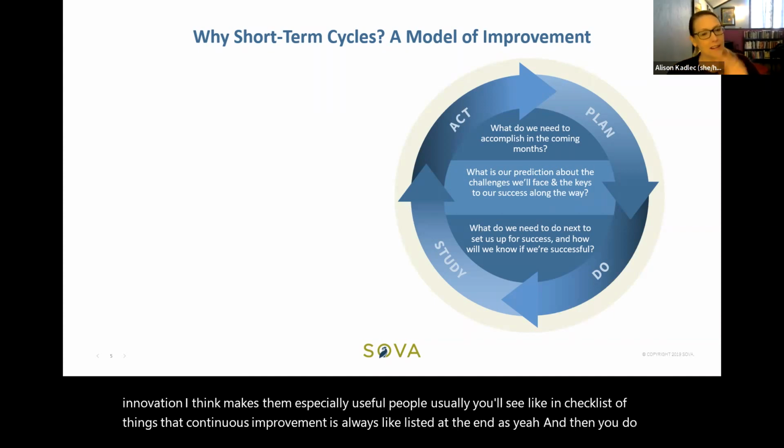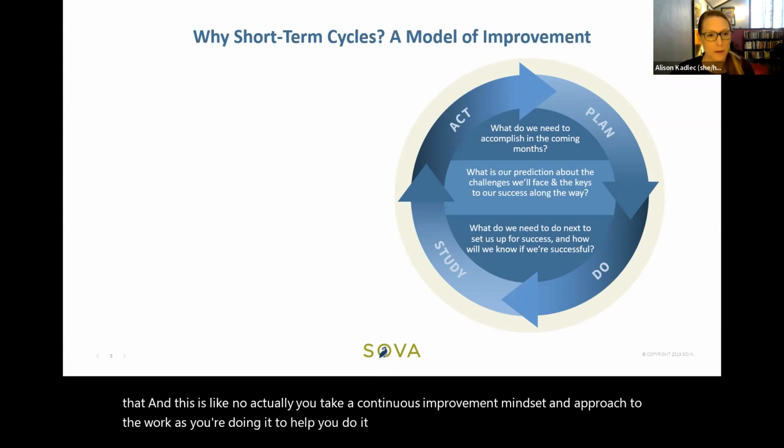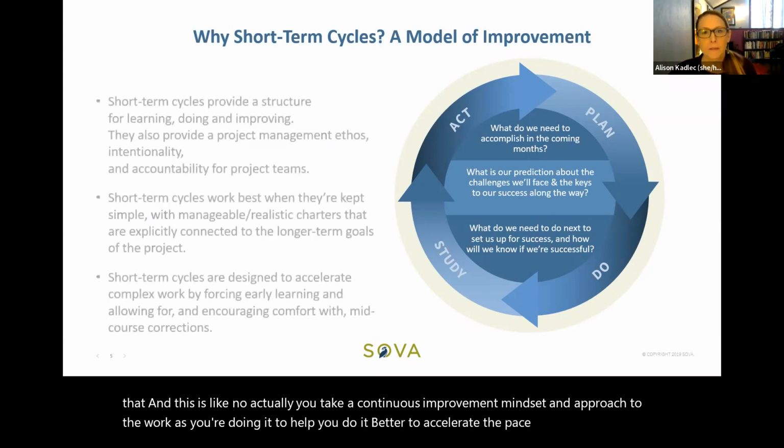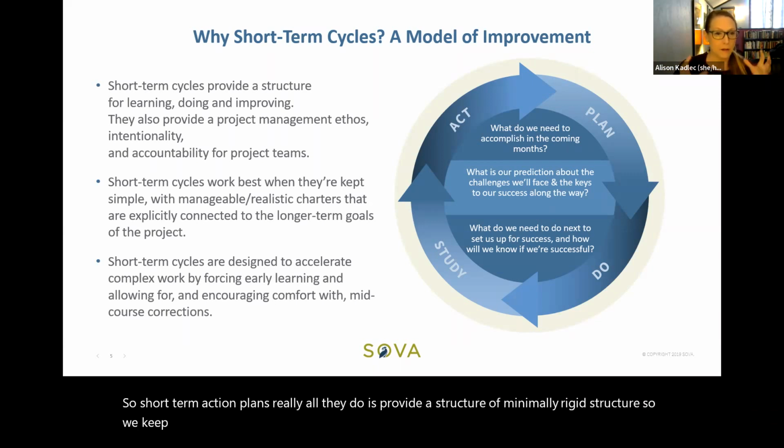And this is like, no, actually you take a continuous improvement mindset and approach to the work as you're doing it to help you do it better, to accelerate the pace and improve the quality. So short-term action plans, really all they do is provide a minimally rigid structure. So we keep them very light. So minimal rigid structure for learning, doing, and improving.